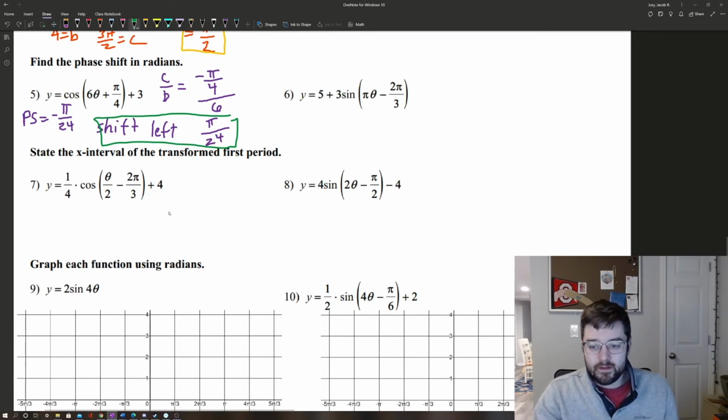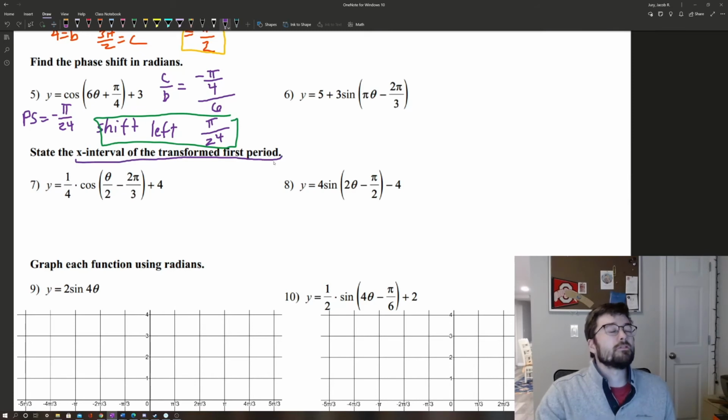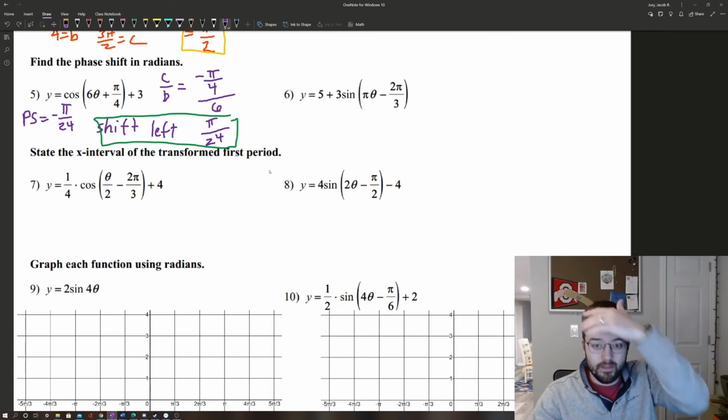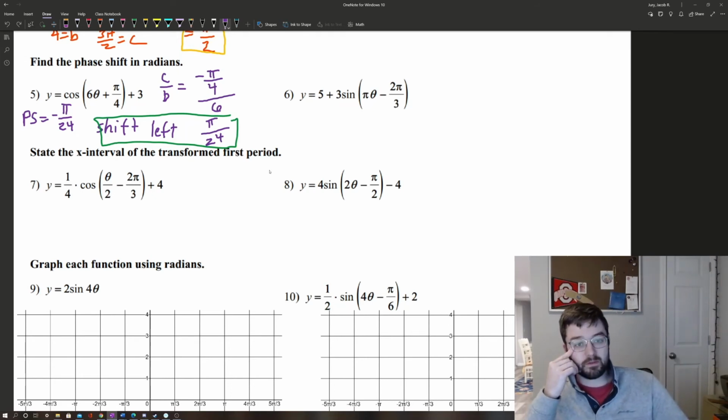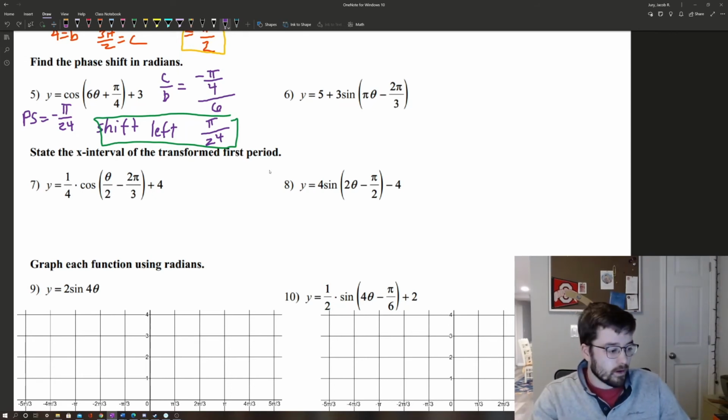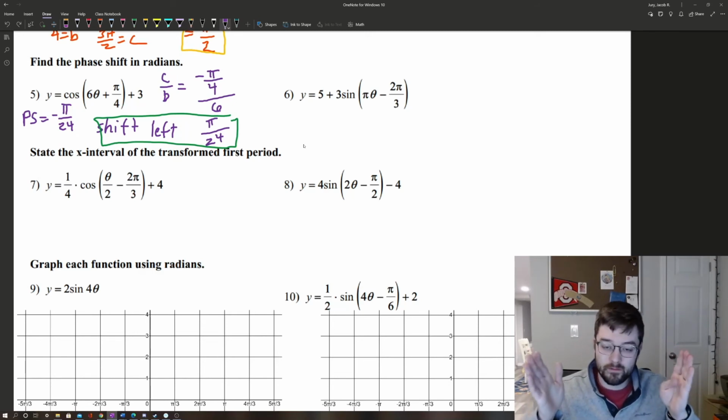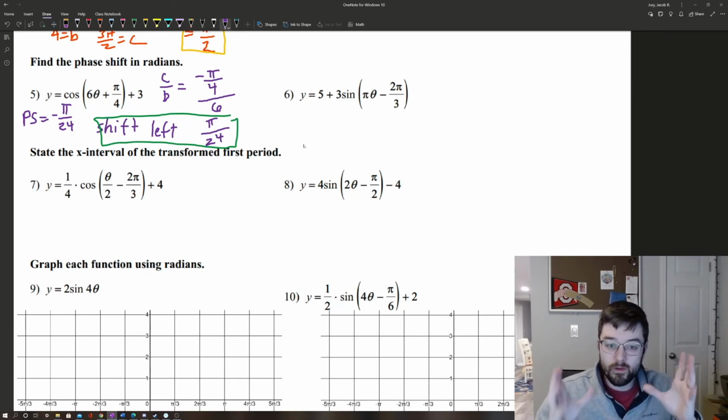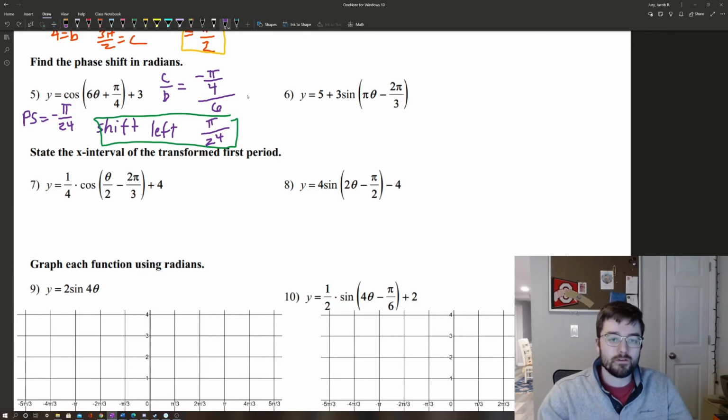For number 7, we are looking at a cosine function, and we want to state the x interval of the transformed first period. So this is a weird, and you'll have to pardon my language on that one, the language of the problem. I want to know between what x values does the first period, the transformed first period, exist. So we want to represent that with interval notation. That's why I say x interval. So we need to use everything here.